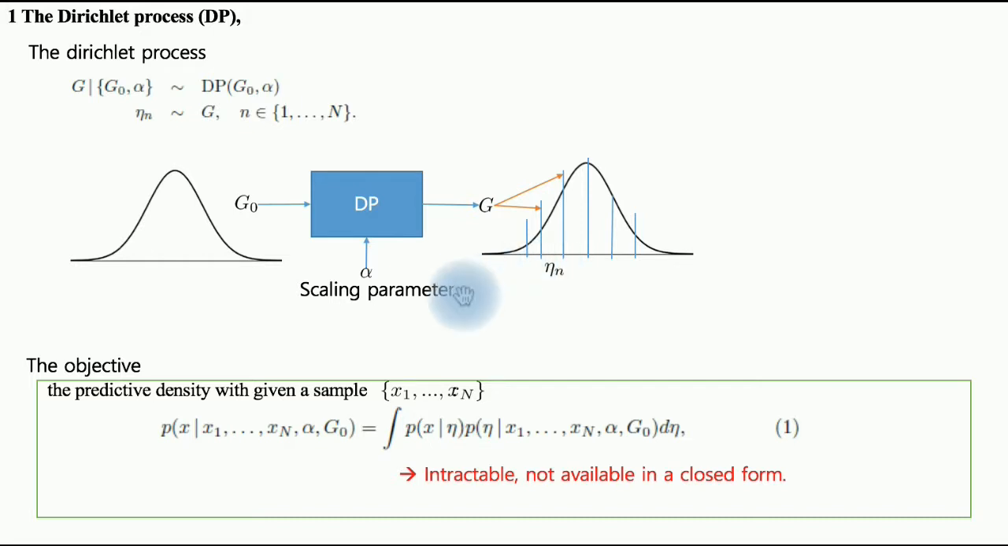The objective of DP is that, given a sample x1 to xn from a DP mixture, our goal is to compute the predictive density as the following marginalization over eta. As in many hierarchical Bayesian models, the posterior p of x given a sample x1 through xn is complicated and is not available in closed form.